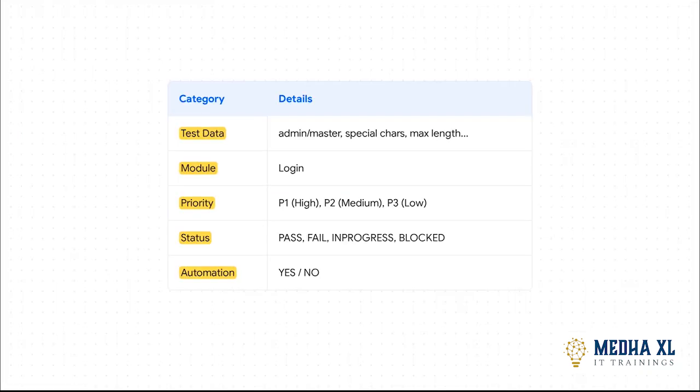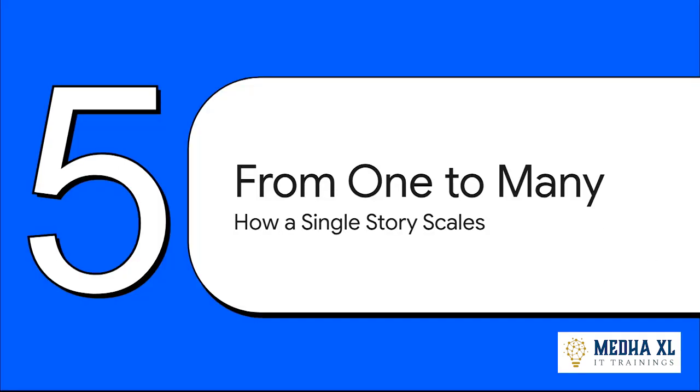But a really great test case is more than just the steps. This other info here, this metadata, is absolutely crucial for keeping things organized. Like, what specific test data are we using? Which part of the app or module does this belong to? And a really big one, what's its priority? A login function? Yeah, that's definitely a P1, high priority. All this context is what lets a team track thousands of these tests and manage the whole process without going crazy.